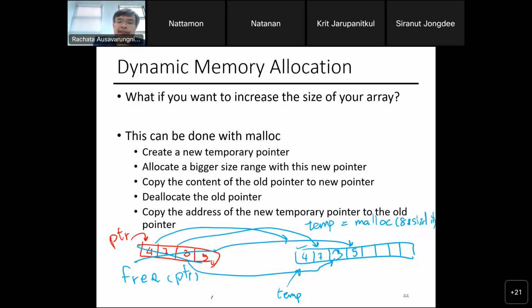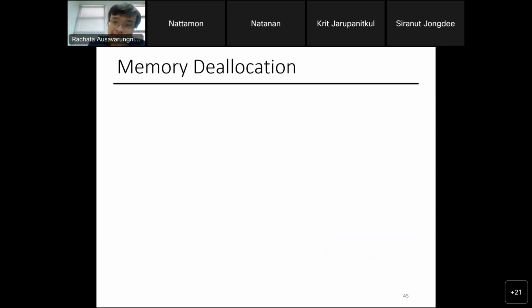I clear up this space, and then make sure the pointer, what you can do is then do pointer equals temp, which forces the pointer to point to this guy. And now you're done. Okay, now you're done. And again, because we have the command called free, this is called memory deallocation.